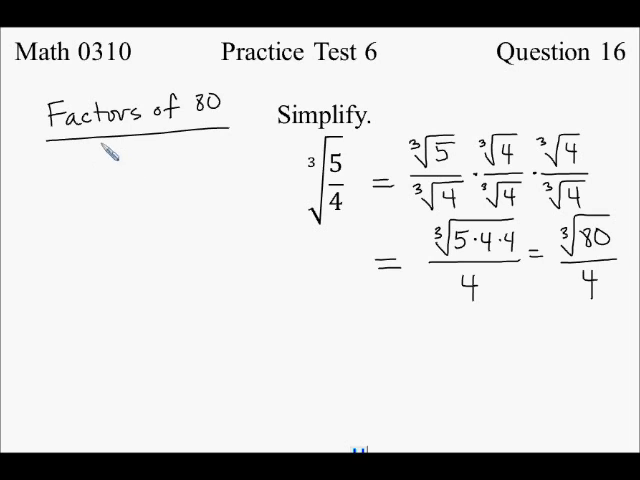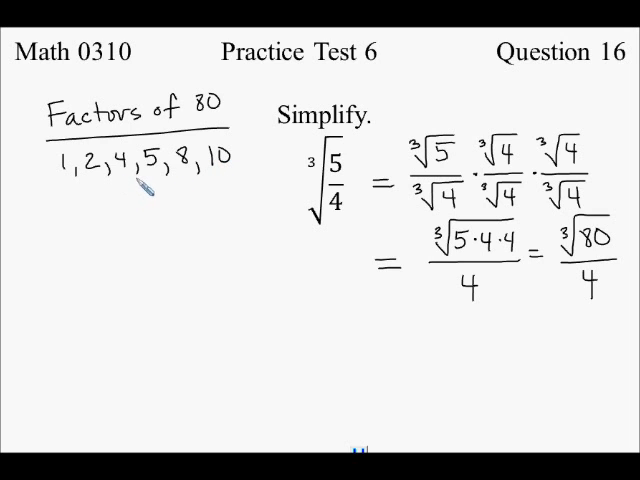So we have 1, and 80 is even, so 2 goes in. 3 doesn't go into 80, but 4 does. 5 also goes in. 6 and 7 do not go in. 8 goes in. And 9 does not go in. 10 goes in as well.